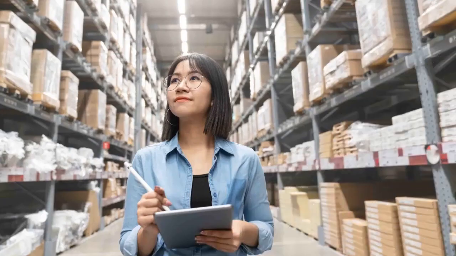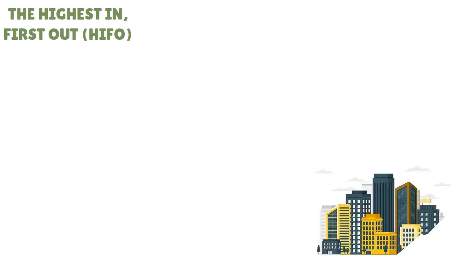Let me talk to you now about HIFO. So HIFO is pretty interesting. HIFO stands for highest in, first out. Okay, highest in, first out. So this inventory costing method assumes that a company will sell its highest cost inventory items first.